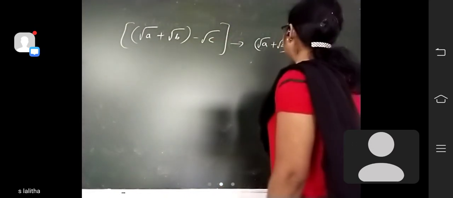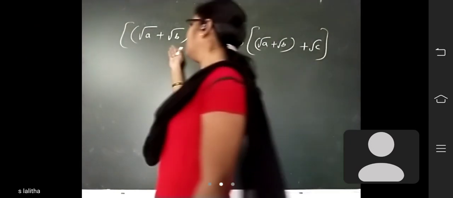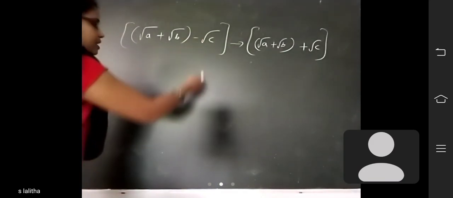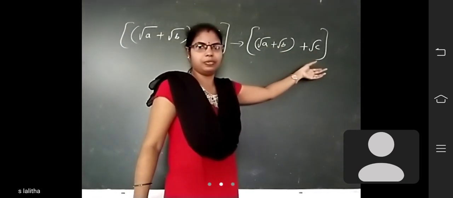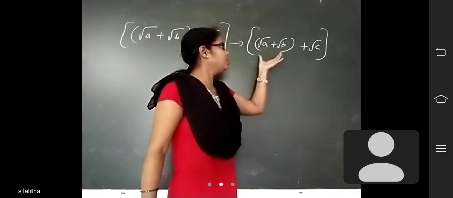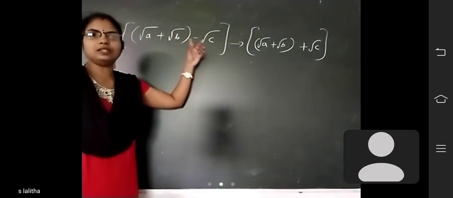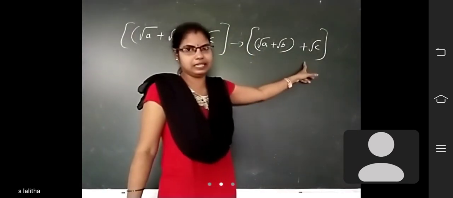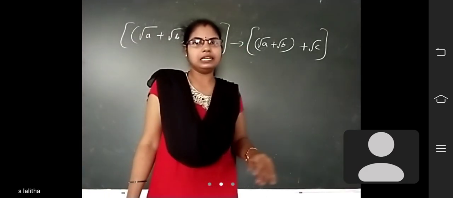Root A plus root B, here minus is there. We have to convert it into plus root C. So for the trinomial surd root A plus root B minus root C, the rationalizing factor is root A plus root B plus root C. If you are given root A plus root B plus root C, the rationalizing factor is root A plus root B minus root C. Where minus is there, you have to write plus. If plus is given, you have to write minus. That is the rationalizing factor of a trinomial surd.